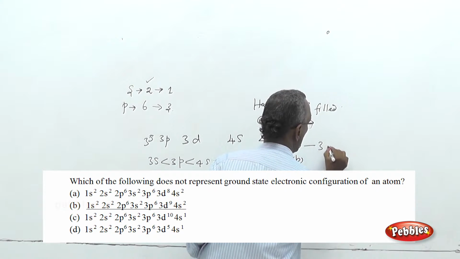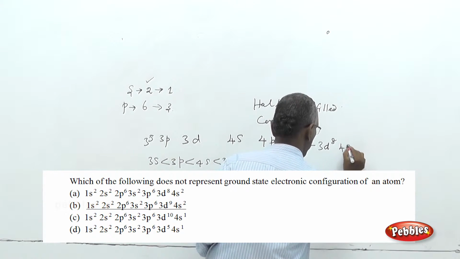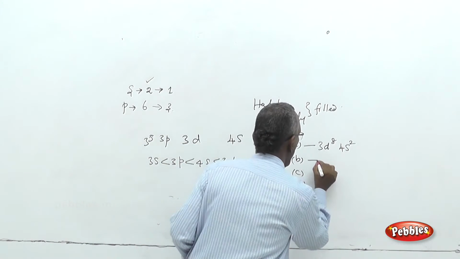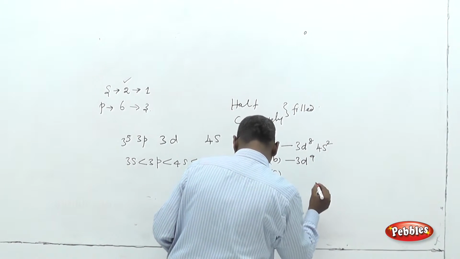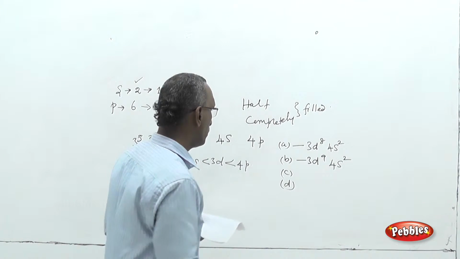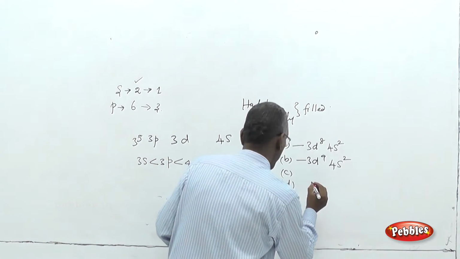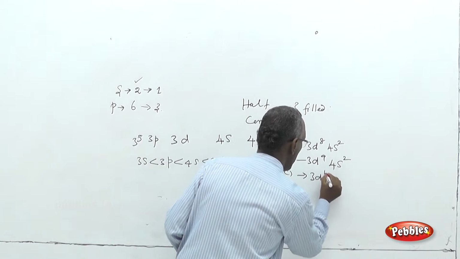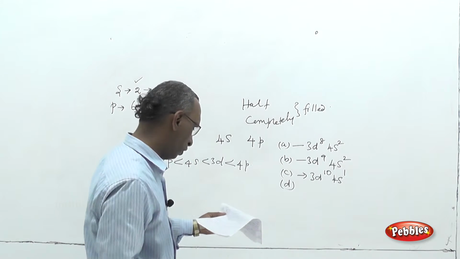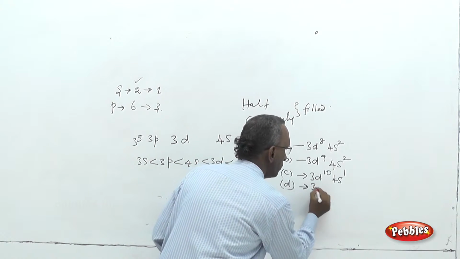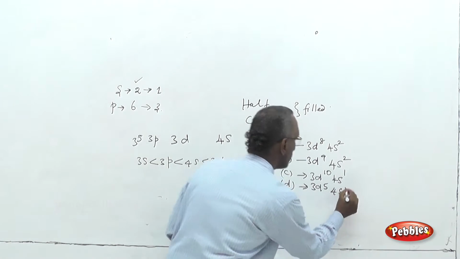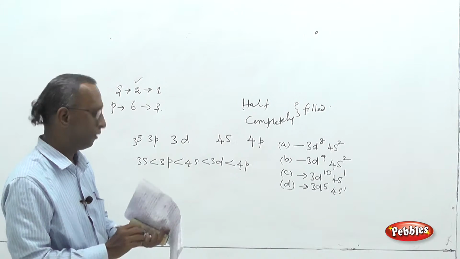First choice reads 3d8 and 4s2. Second choice, 3d9 4s2. And third choice reads as 3d10 4s1. Fourth choice, 3d5 and 4s1. It is mentioned in this fashion.